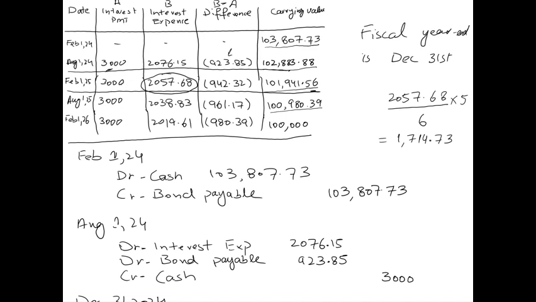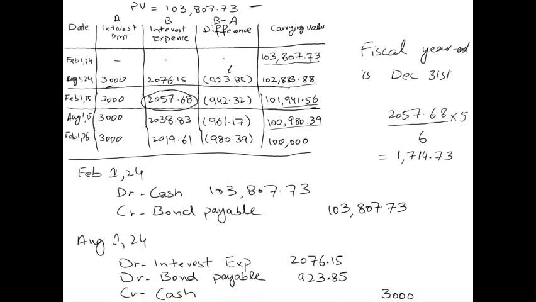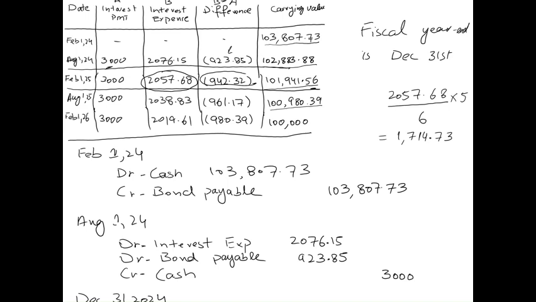So this is for 6 months, again we divide it by 6, multiply it by 5 to get the 5 months amount. So 3,000 divided by 6, that is 500, and 500 times 5 is 2,500. So the interest that is payable as at December 31st, 2024 is 2,500. And then the difference again goes to bond payable. Again, you can take the difference between this amount and this amount, or you can take this amount, divide it by 6, multiplied by 5.